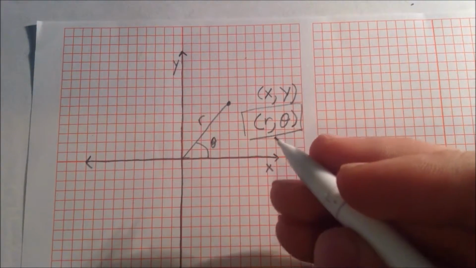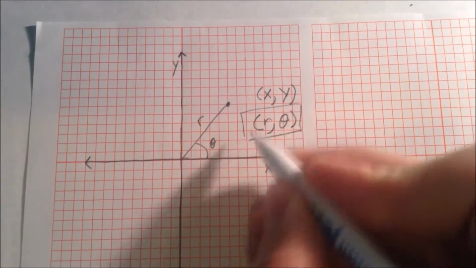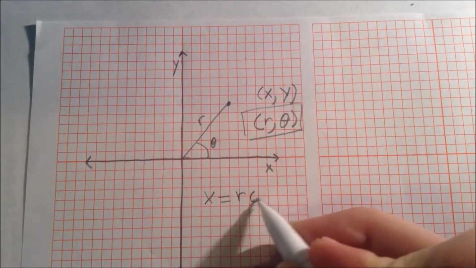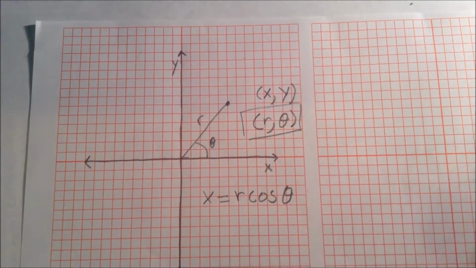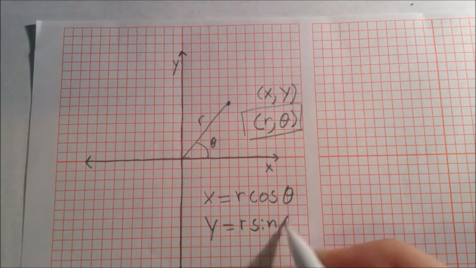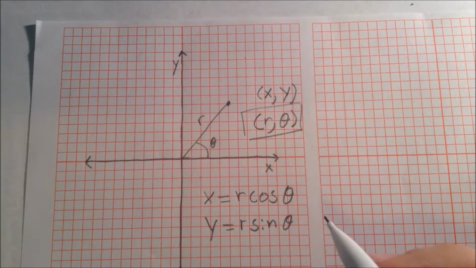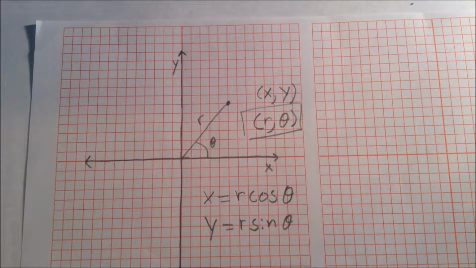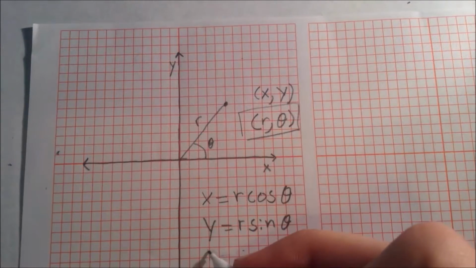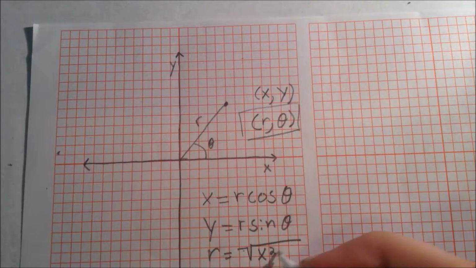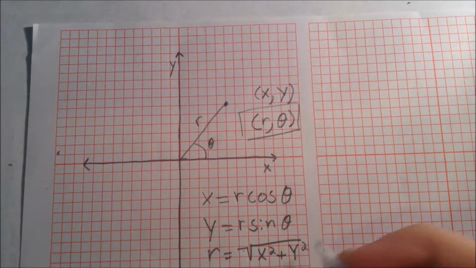Looking at this setup, and using basic knowledge of properties of right triangles, you can determine the equations to convert between polar and rectangular coordinates. x would equal r cosine theta, and y would equal r sine theta. And we can get these from our understanding of SOHCAHTOA. If you are given the r and theta values, you can easily plug them into these equations to find the rectangular coordinates. We also have that r equals the square root of x squared plus y squared, which is just the Pythagorean theorem if you think about it.